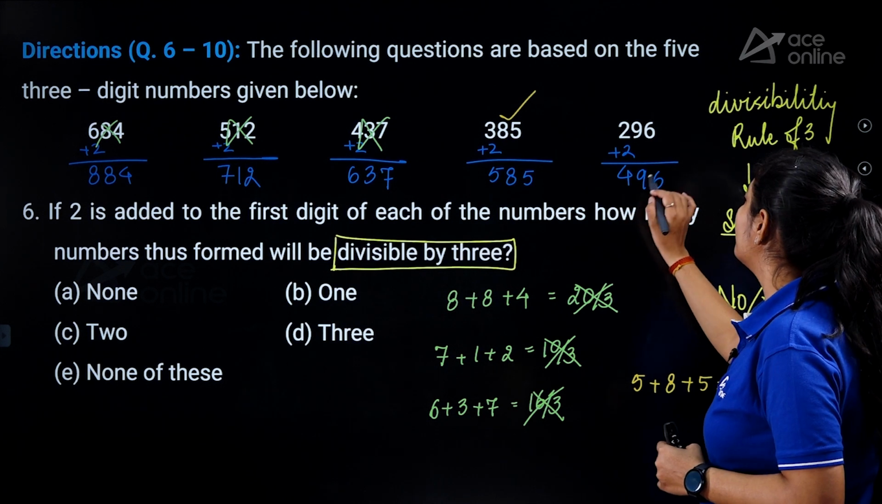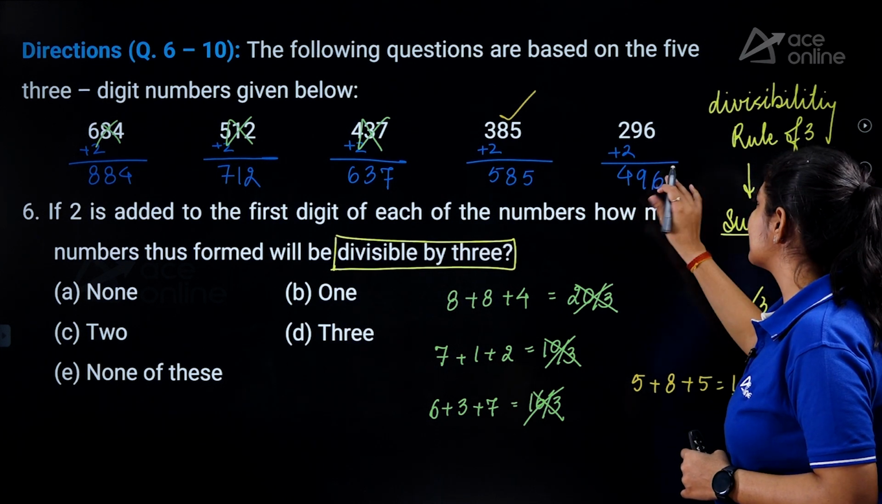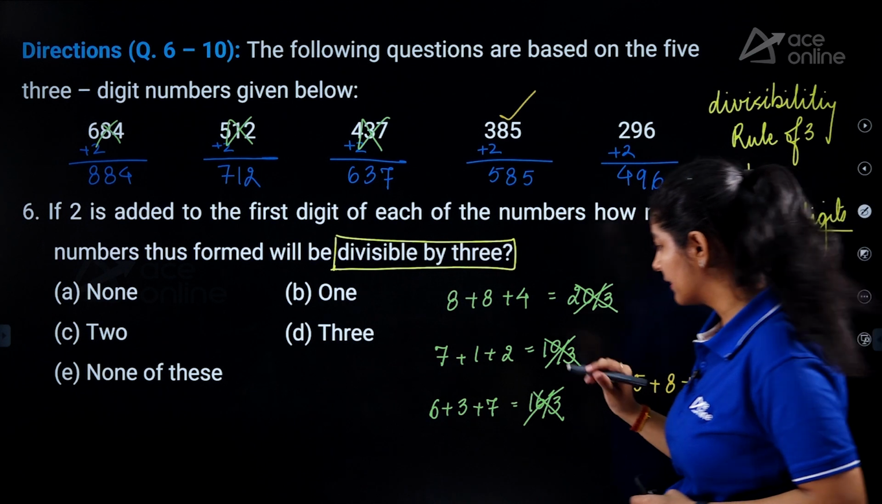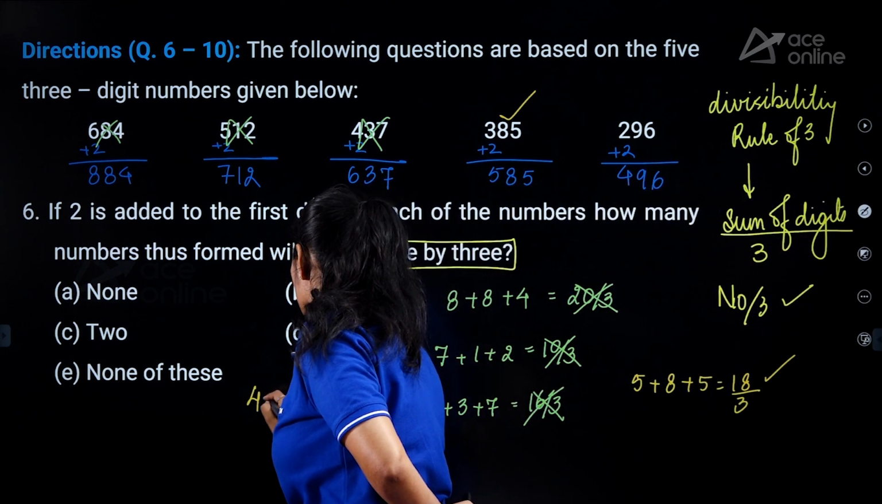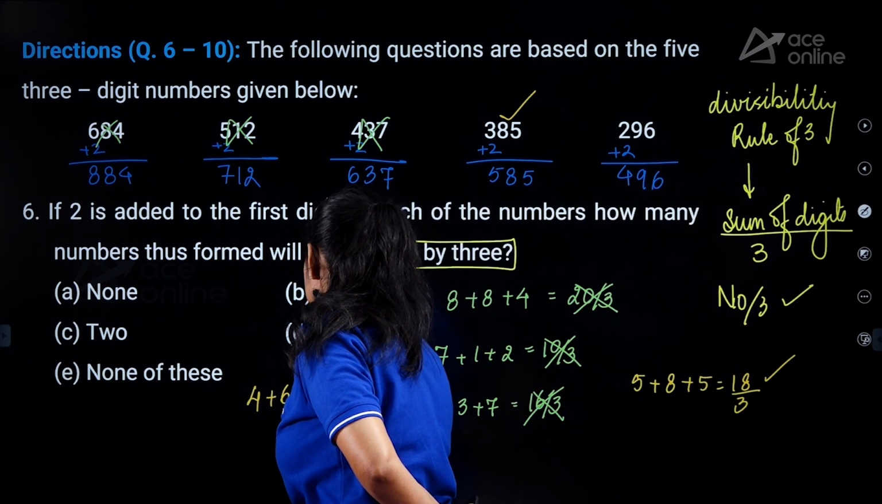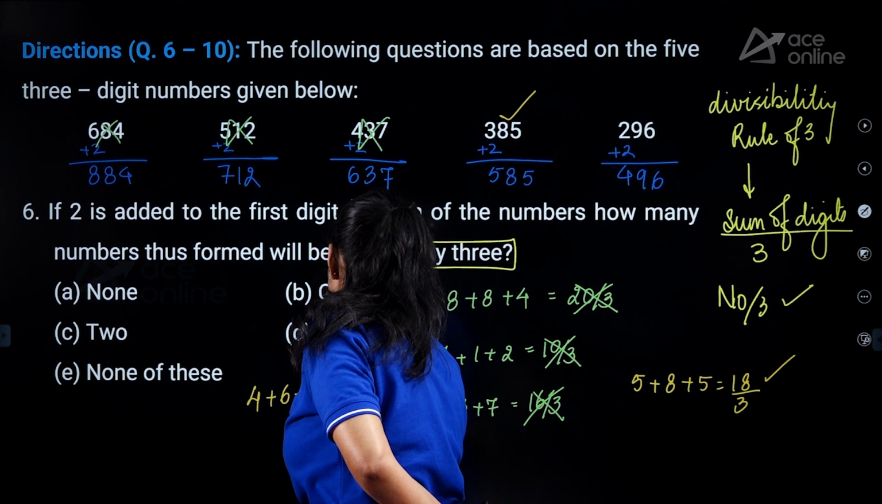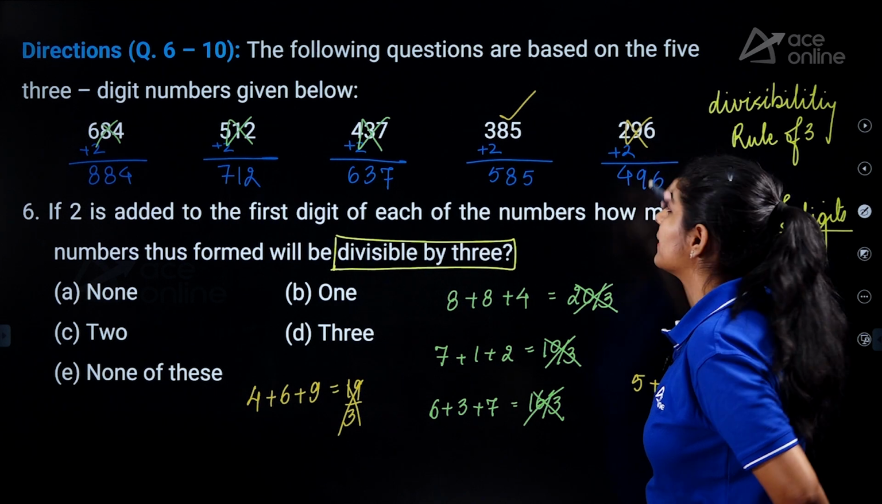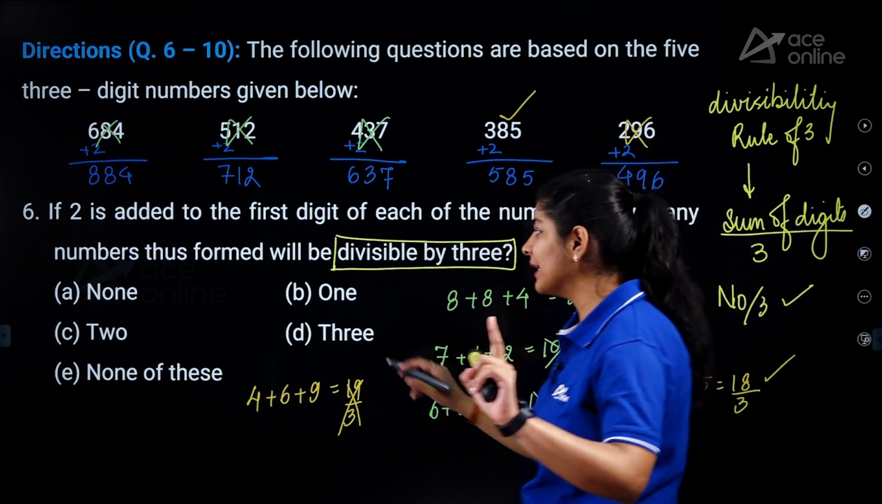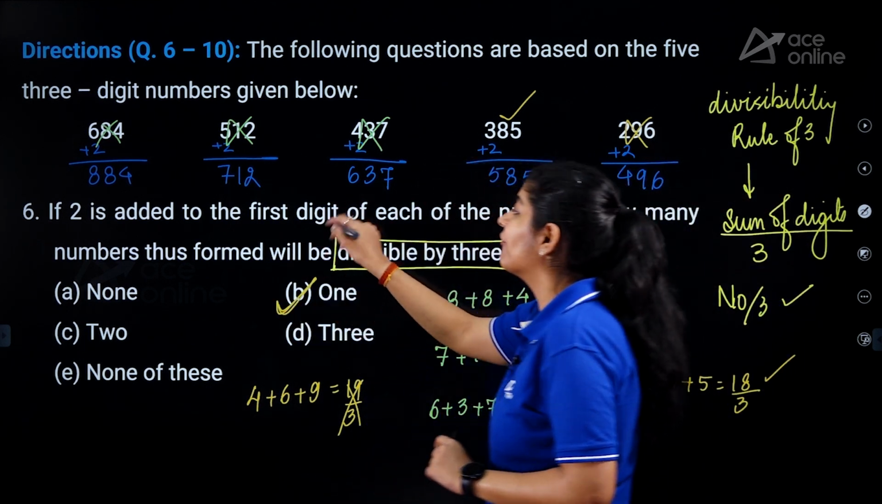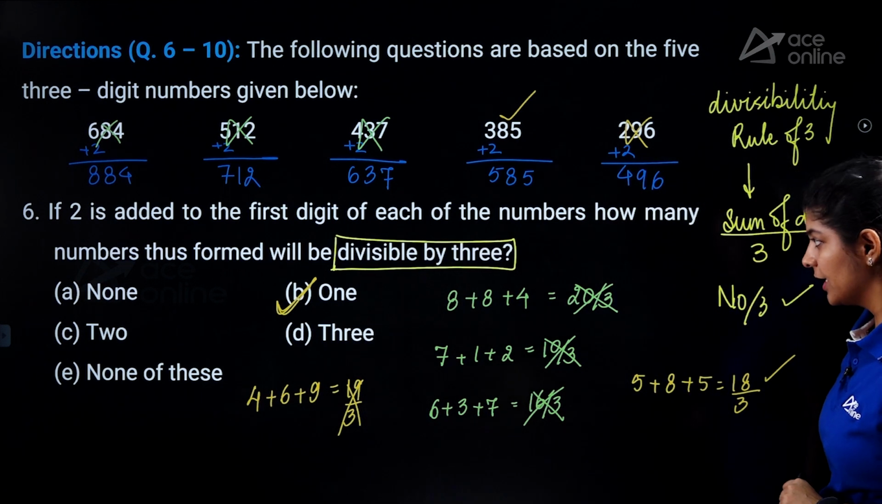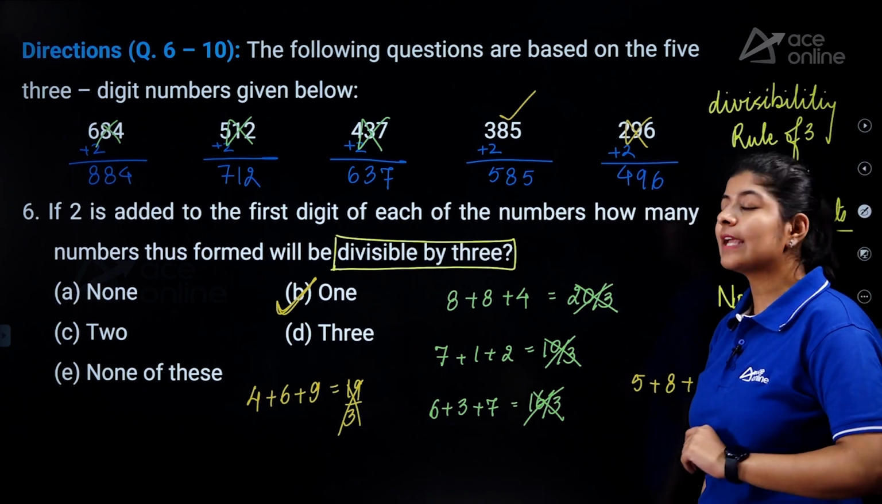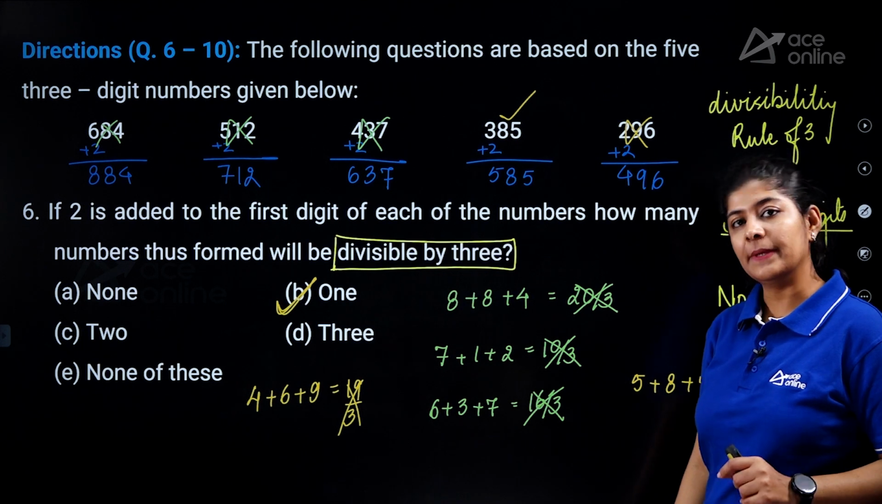Next, 4 plus 9 plus 6. That is nothing but 19. We know that 19 is not divisible by 3. So this number is also eliminated, and we are left with just one number which is divisible by 3 after doing this particular operation. Is it clear? So the correct answer over here is option number B.